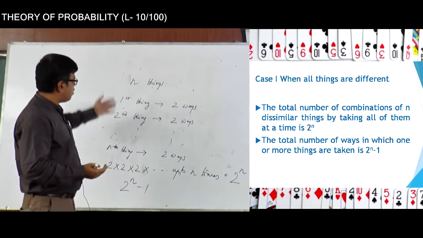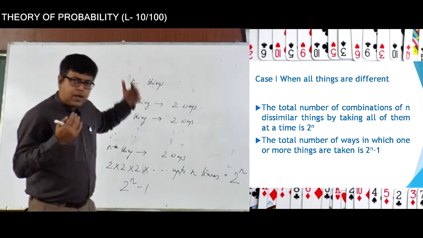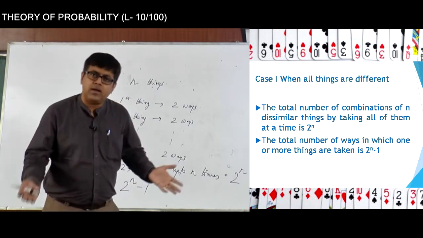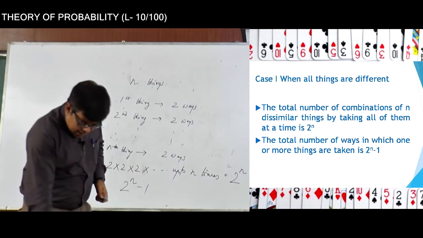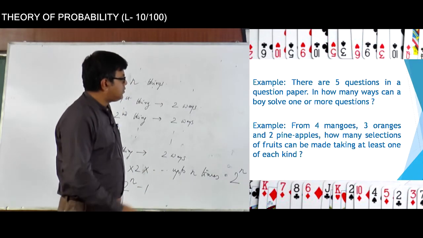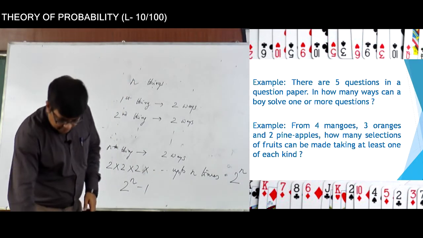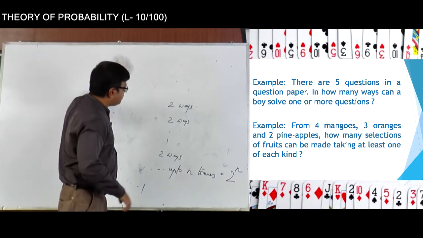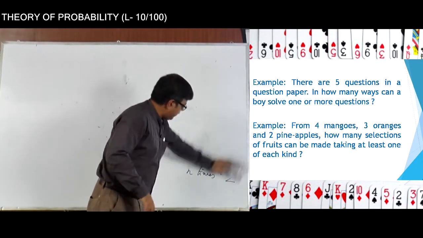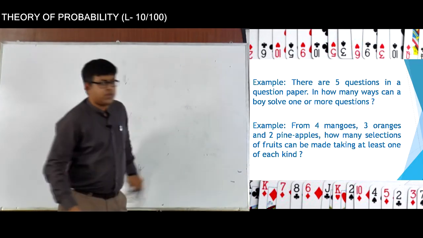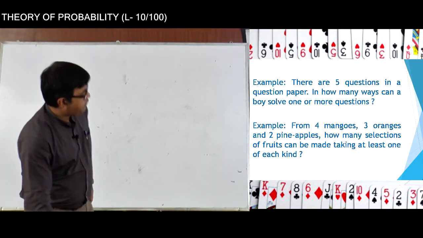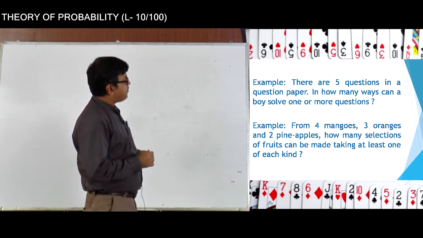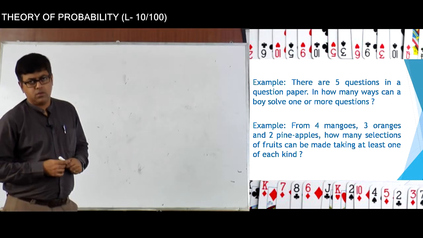So that is the concept of the total number of combinations where we are selecting n things which are all different in nature, right? Now this can be demonstrated by two very simple examples, related to what I have just told you. The first example says that there are 5 questions in a question paper, and the question is, in how many ways can a boy solve one or more questions, right?